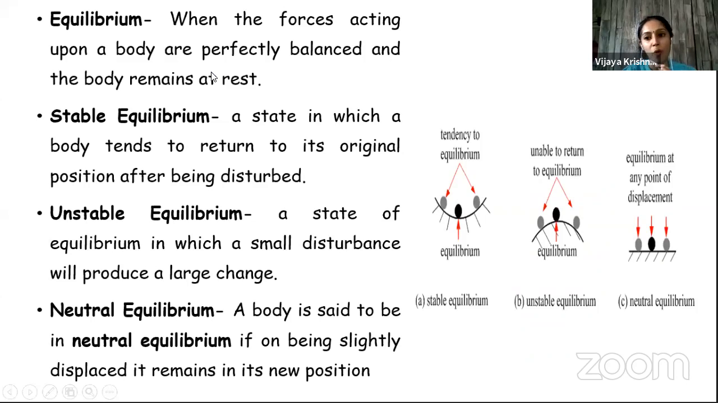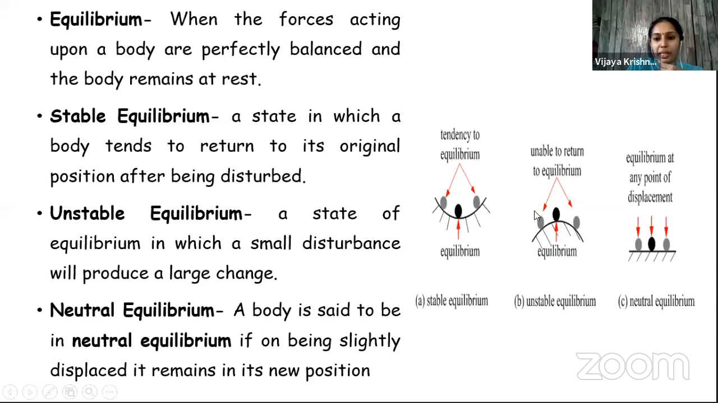Equilibrium is where the objects or a body are perfectly balanced and the body remains at rest. You have three types of equilibrium: the stable equilibrium, the unstable equilibrium, and the neutral equilibrium. The stable equilibrium is a state in which the body tends to return to its original position after being disturbed. Something like this. As shown in this position, the body starts here, and when it is disturbed, it moves to either side but always returns to its starting position. This is a stable equilibrium.